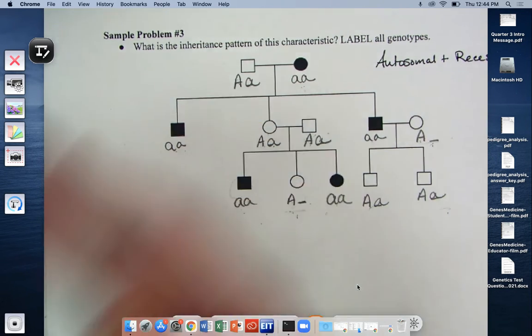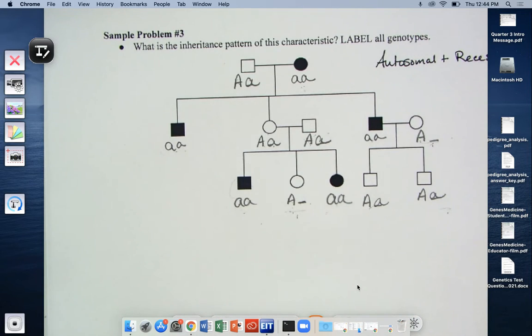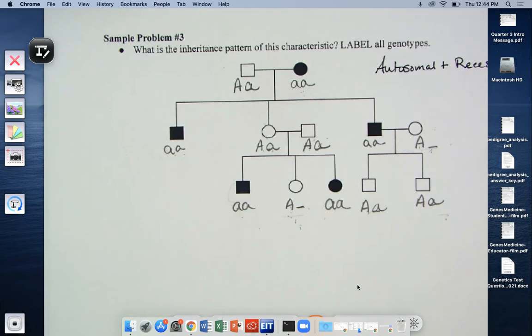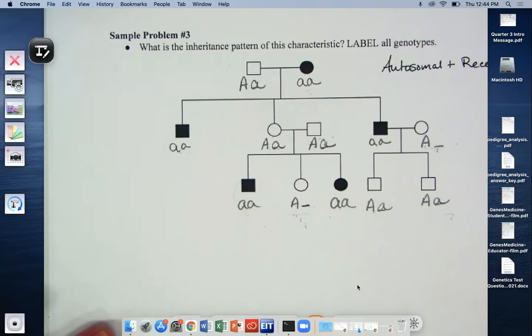And again, then I'm going to ask you about the genotypes. Who has the trait? Who doesn't have the trait? What is their genotype? Which ones can you tell? Which ones do you not know about? Any sort of questions like that.